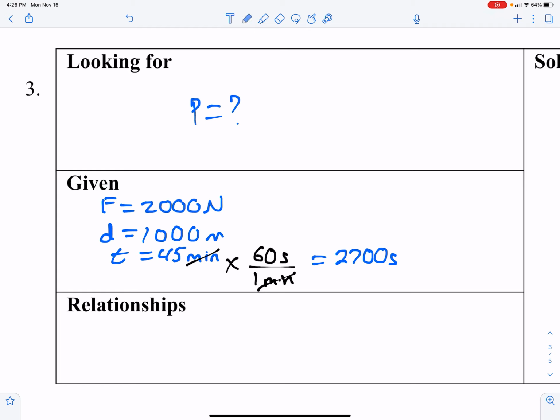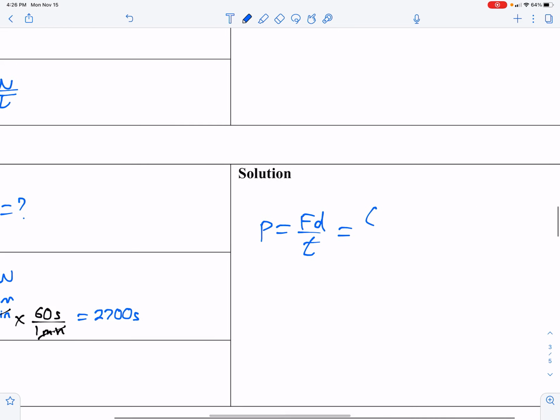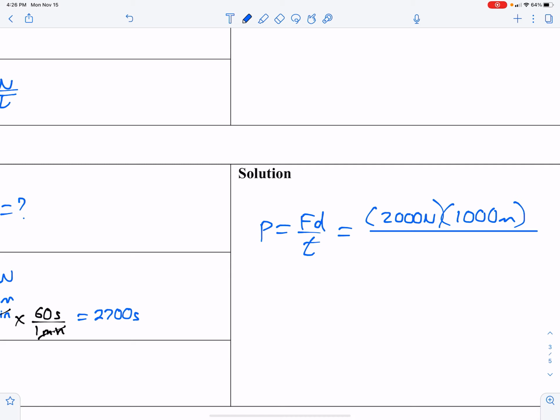So again, we're looking for mechanical power, but this time I seem to be given force, distance, and time. So it makes more sense to use this version of the equation, which has all 3 variables. Force is 2,000 newtons. Distance is 1,000 meters. Time is 2,700 seconds.